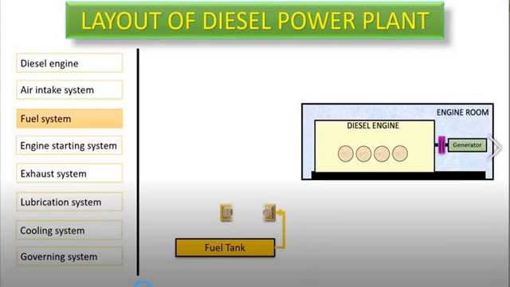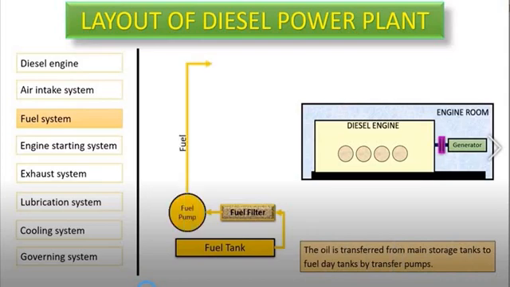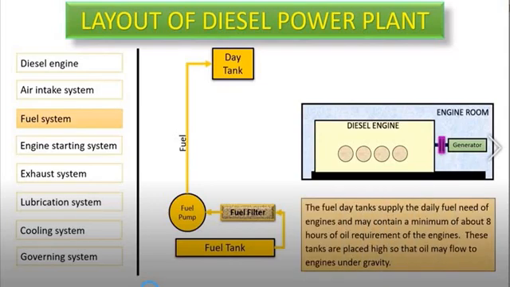From this fuel tank, the fuel is supplied through the fuel filter and it is pumped to the day tank by the transfer pumps. The fuel day tank supplies the daily fuel need of engines and contains a minimum of 8 hours of oil requirements of the engine. These tanks are placed high so that oil may flow to engines under gravity. So in the fuel tank, we store the oil for a month. In the day tank, we store the oil for at least 8 hours. And the day tank is located somewhat higher because the fuel can flow under gravity.